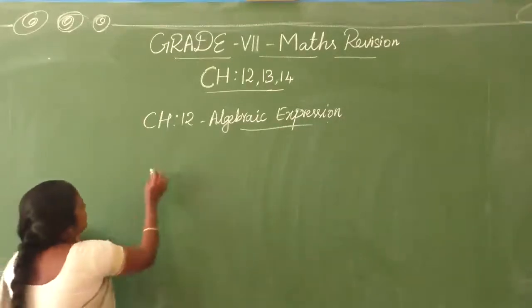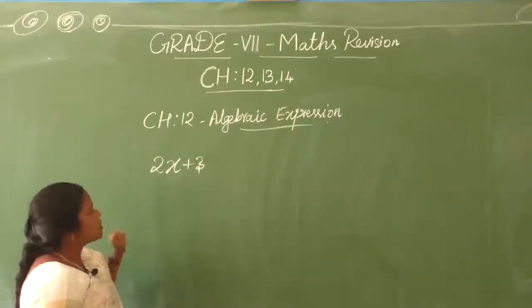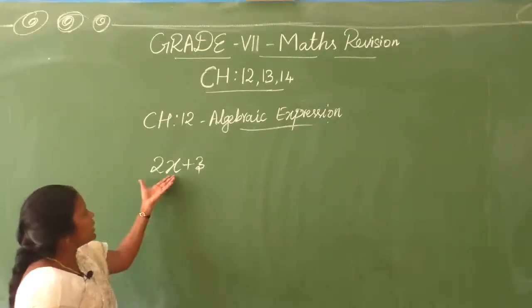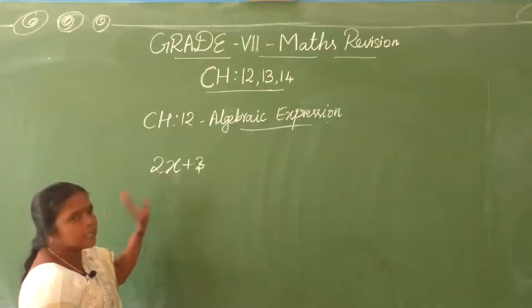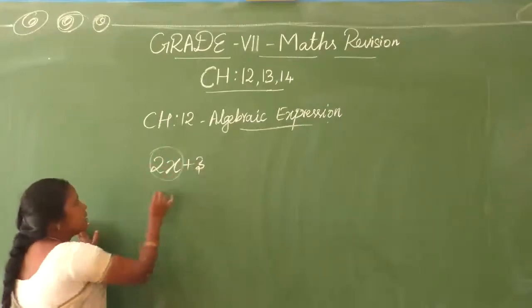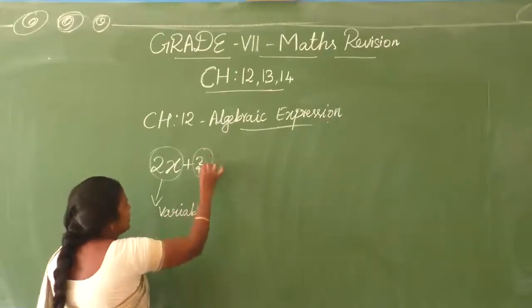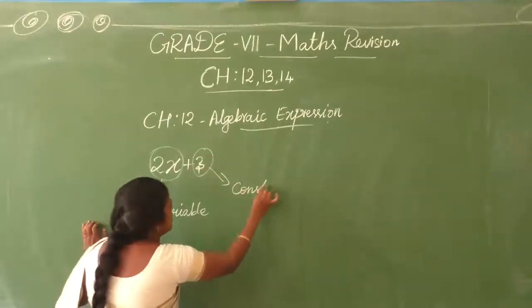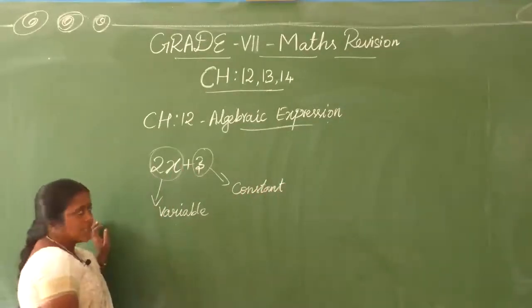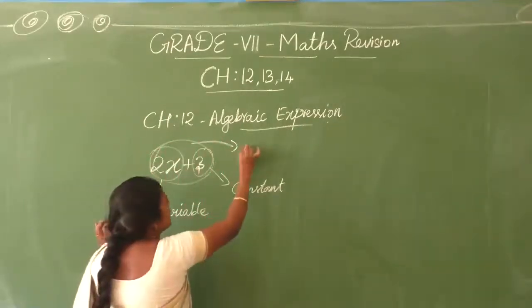Clear? See, if you take 2x plus 3, what is 2x plus 3? It is an expression. Here x and some numbers, alphabets and numbers, are connected. That alphabet part is called variable. The number part is called constant. They are connected with some operations. That combination is called an expression.